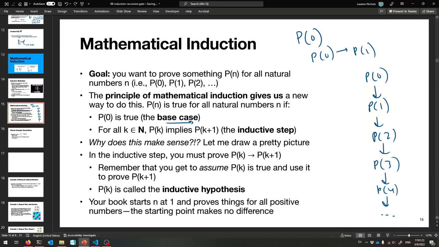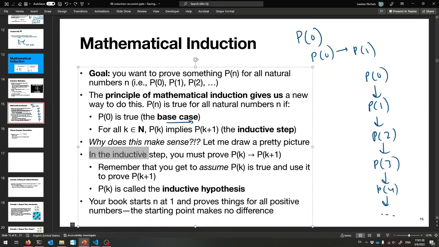Isn't that nice? So you just somehow have to, in addition to the base case, which sounds kind of normal, prove something about all natural numbers, like this implies this. That's a weird idea, but it's possible, okay? So in that inductive step, which is definitely the harder part, you have to prove that P of k implies P of k plus 1, which, if you think about it for a little while, is just a direct proof.